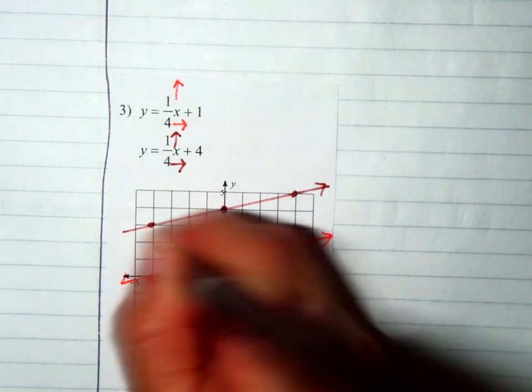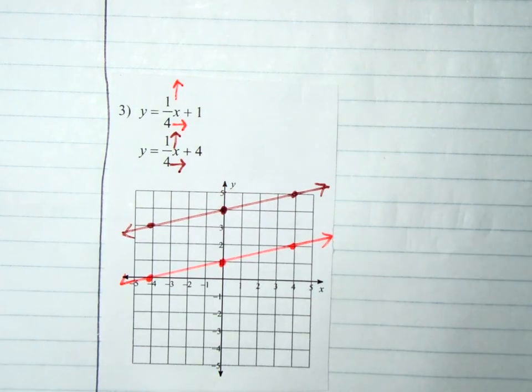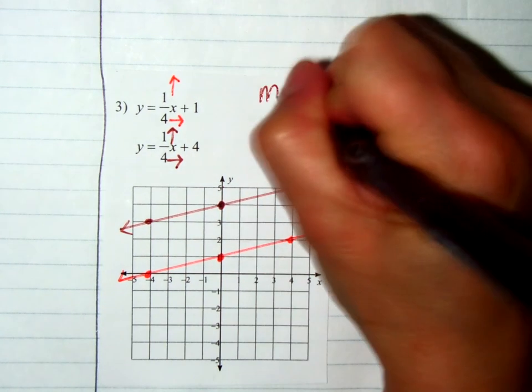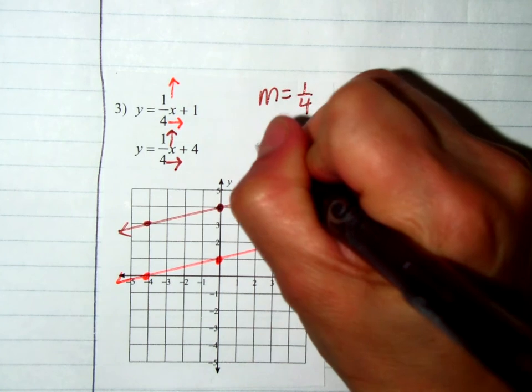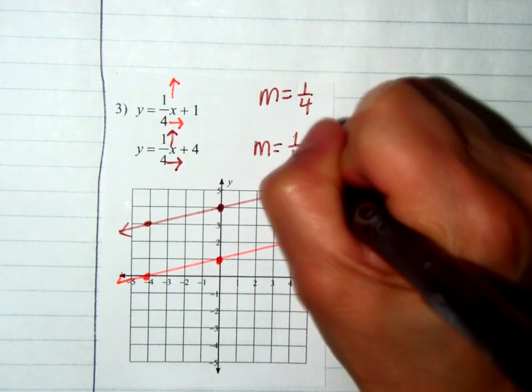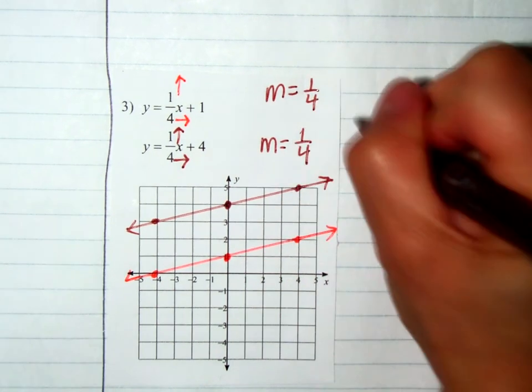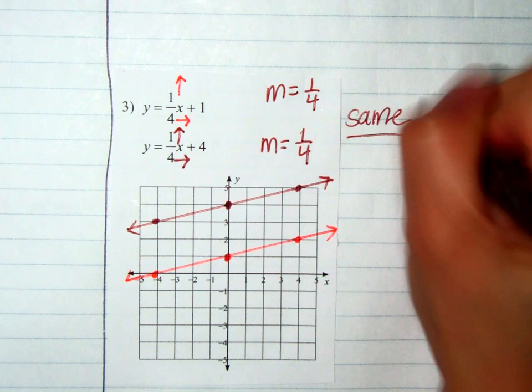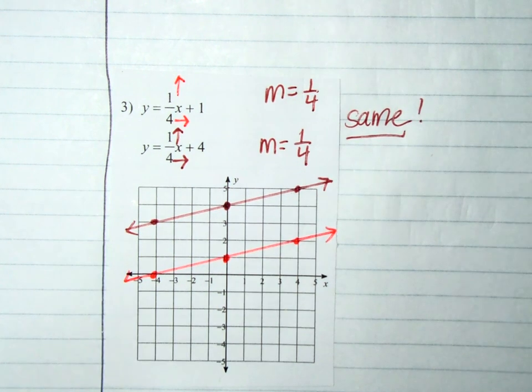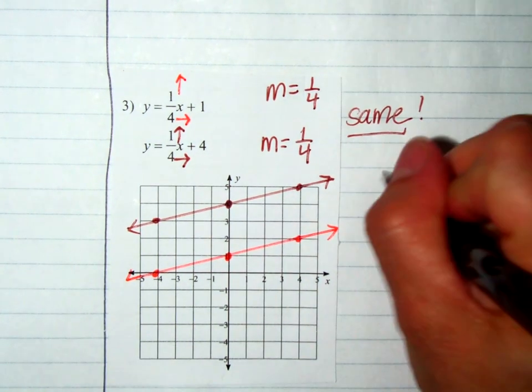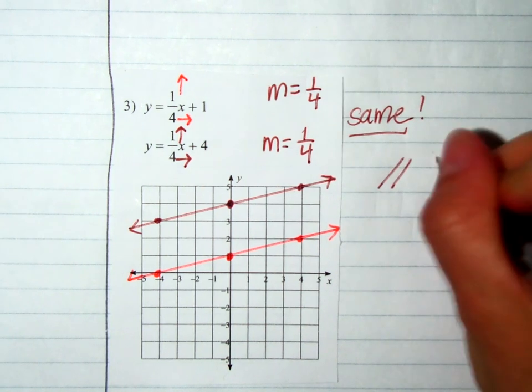Okay, now what do you notice? Are they crossing? Are they intersecting? No, they're not. Well, I have to check their slopes. So the slope of the first one was 1 over 4, and the slope of the second was also 1 over 4. These are the same. What do we know about two equations and two lines that have the same slope? They are parallel lines.